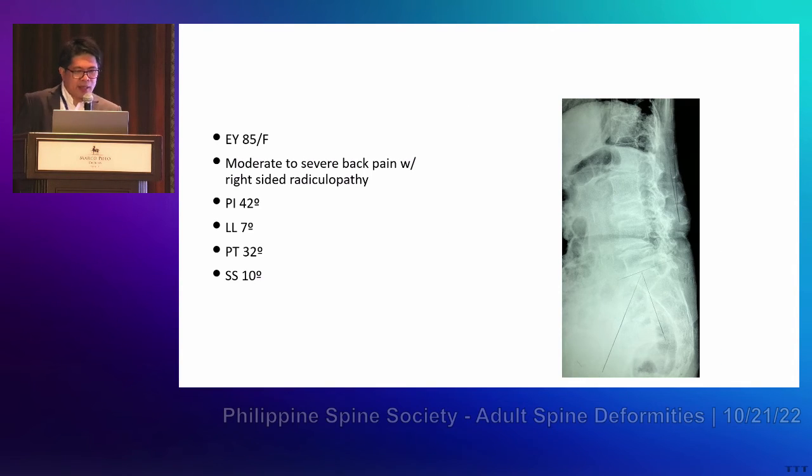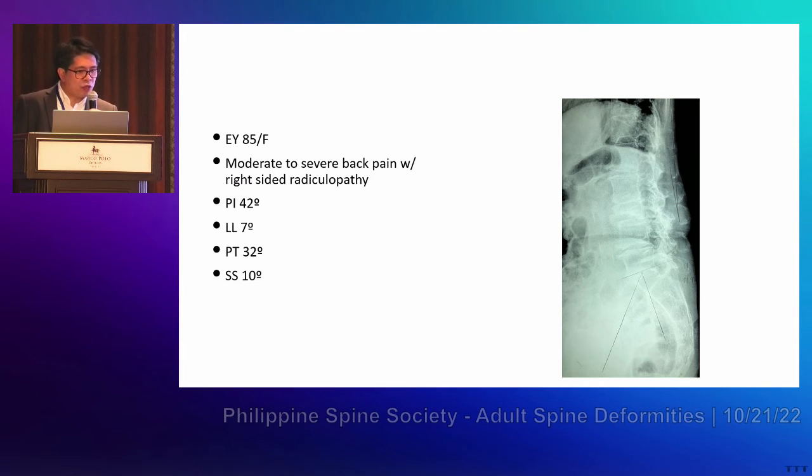Now to share a case that I recently did. This is a case of an 85-year-old female who failed conservative treatment. She was given a physiotherapy program, steroid injection, and analgesics for several months. All failed. The patient is already getting depressed due to severe pain.